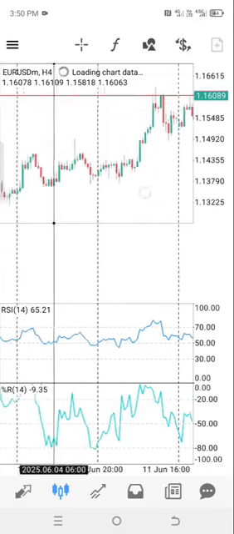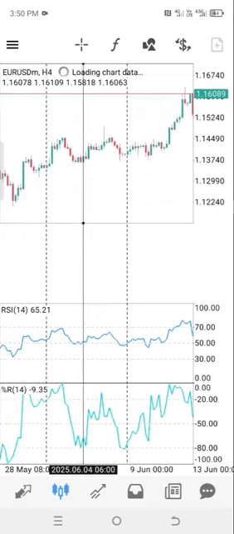A lot of you are sending me messages telling me to create a special video for scalping. I don't have to do that, guys. This same strategy works for the scalpers. So try to make use of the time frames H1, M15 and M5.